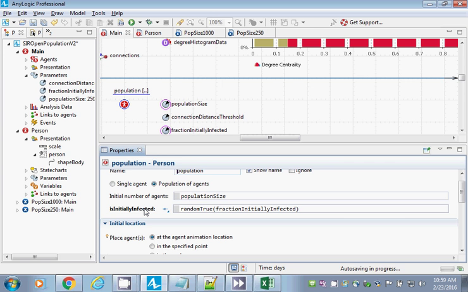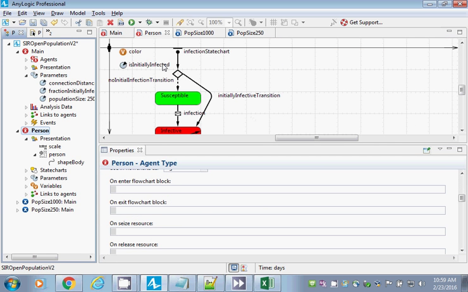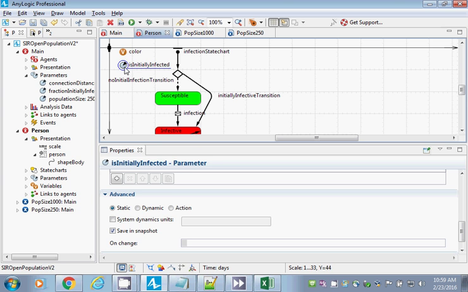It flips the coin, it gets true or false, and it says is initially infected is true, or is initially infected is false, depending on what random true returns. For the next person, it flips it again and tells them, your is initially infected is such and such, true or false. Next one, flips the coin again, tells it whether it is initially infected, true or false. It does that for all 250 of the people. And each of those people, having been created, now they know what their initially infected is.